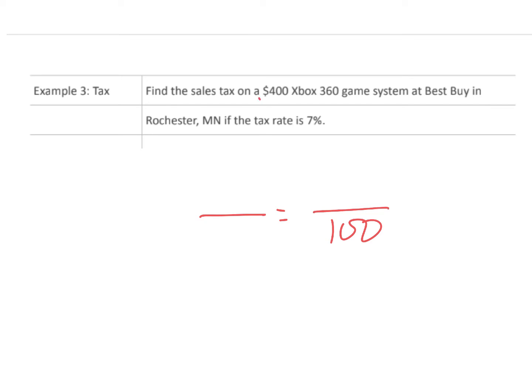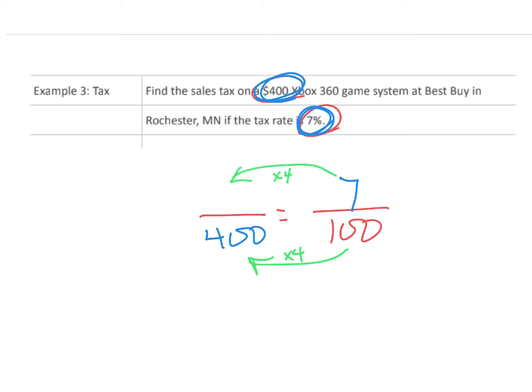Find the sales tax on a $400 Xbox 360 game system at Best Buy in Rochester, Minnesota, if the tax rate is 7%. So let's figure out what goes there. Let's start with the easy one. 7% goes over 100. Our sale, the whole sale, is $400. That's the price of the Xbox 360 game system. So easy way, multiply 100 by 4 to get 400. So 7 times 4 is 28.